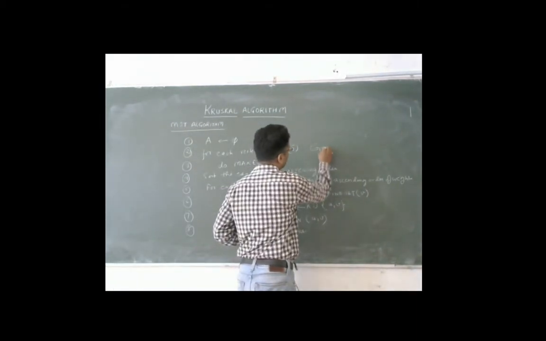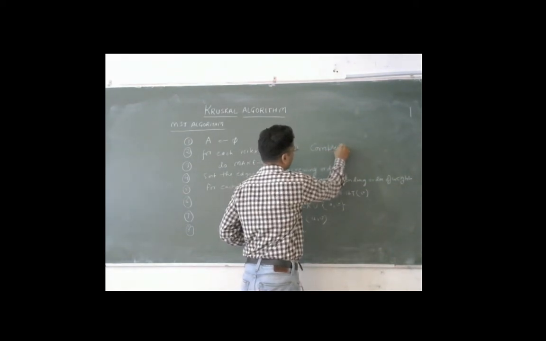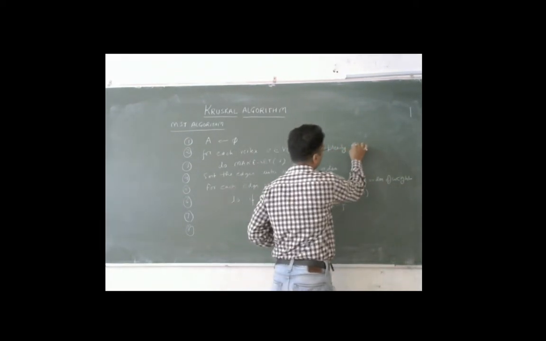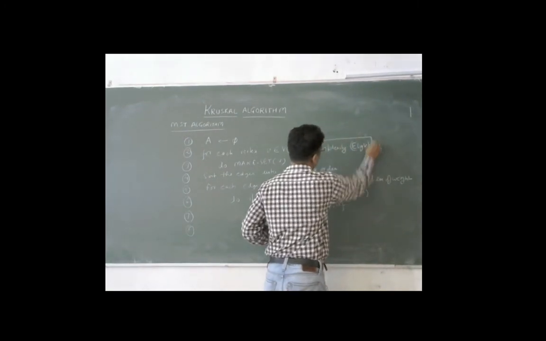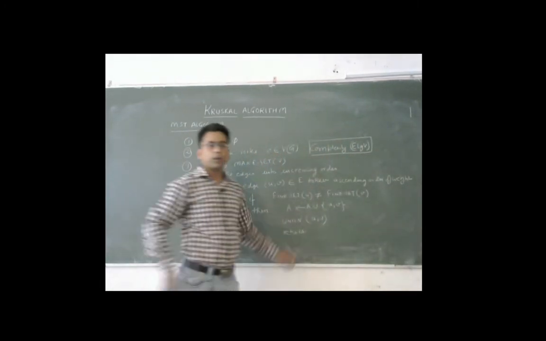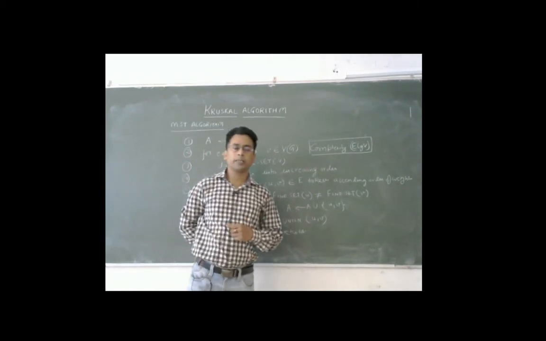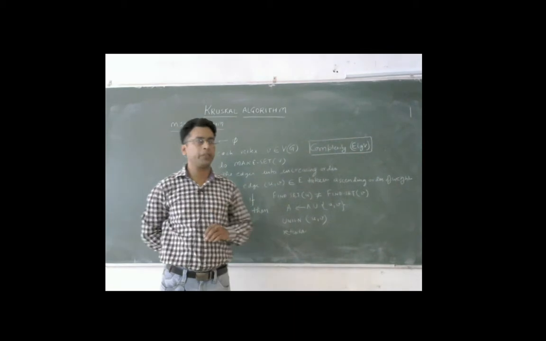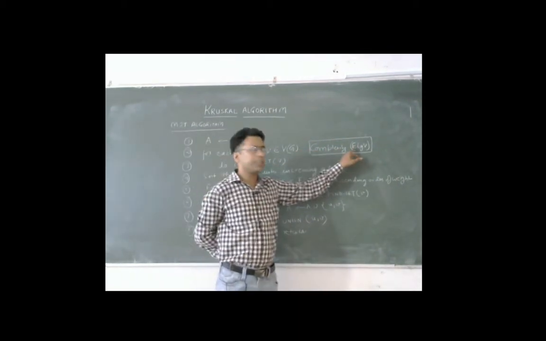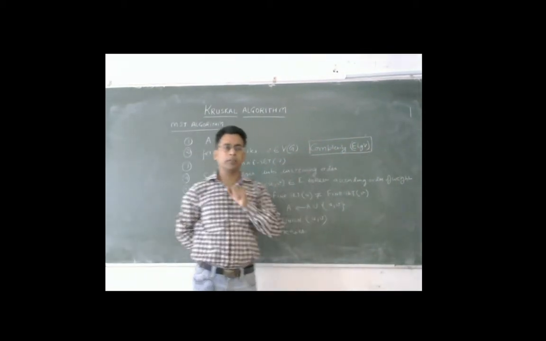So its complexity is E log V. Here, between the vertices, when we add an edge, the vertices are associated with it. So we can equally say that its complexity is E log V.